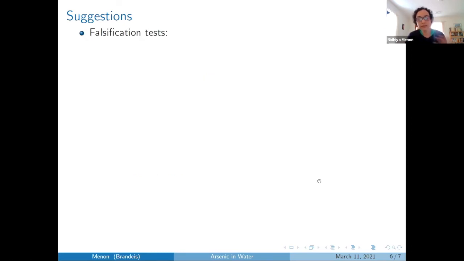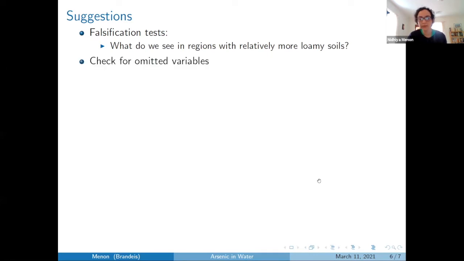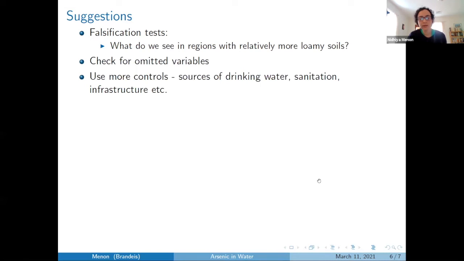All right. Consider doing falsification tests, which would be highly useful and which is widely done, right? So what do we see in regions in terms of higher order girl outcomes where there's more loamy soils? Check for omitted variables, right? Especially mother controls. I didn't see you using many of the things that the NFHS already has and which any referee would look for. So sources of drinking water, sanitation, because that's so huge, right? Given Dean Spears and Dan Coffey's work, infrastructure, etc.